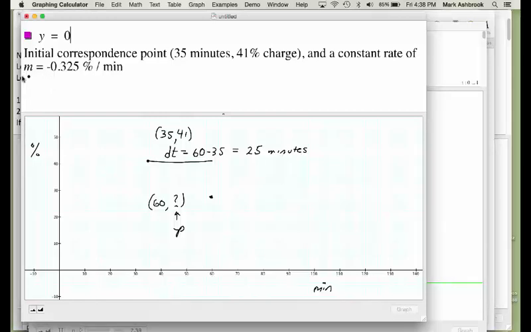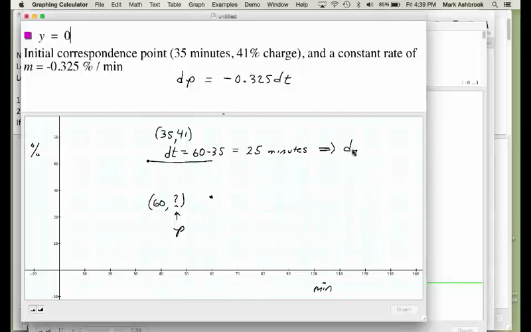And again, what does this value tell us? This constant rate of change tells us that any change in battery life is always negative 0.325 times the change in time that goes by. So we have a change in time of 25. Therefore, we immediately know what percent the battery has changed, because we have a constant rate of change, and the percent change of the battery is always negative 0.325 times the change in the time that we have.